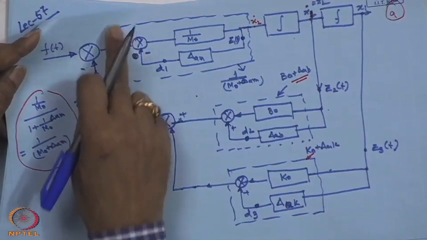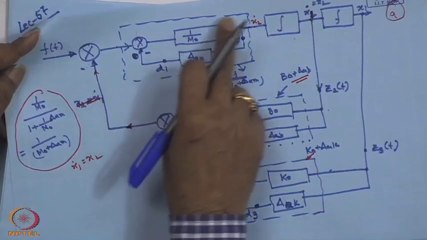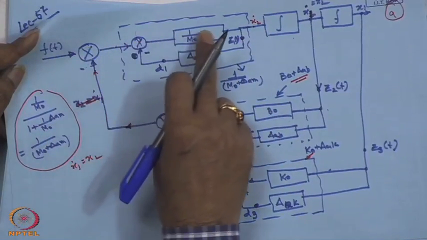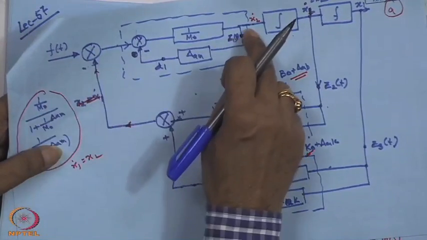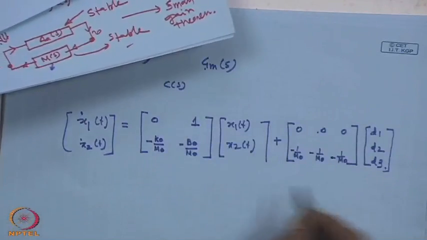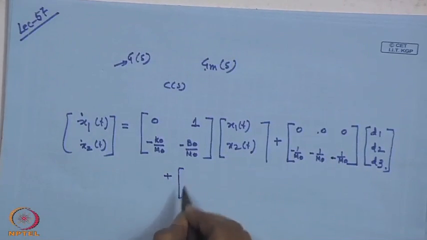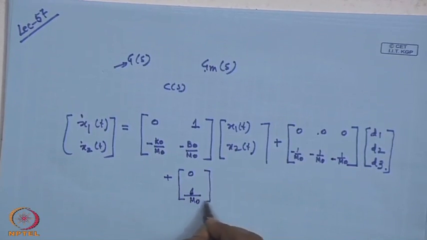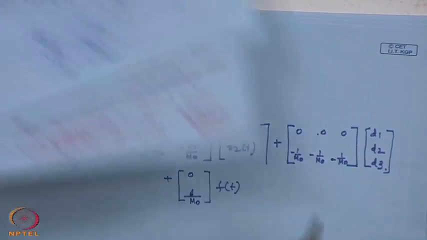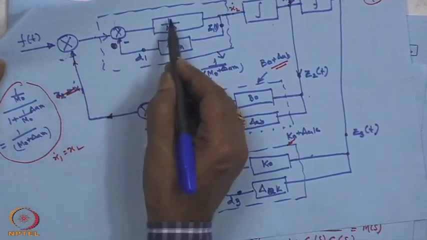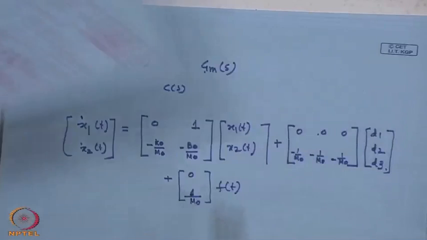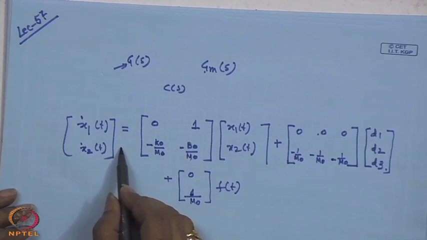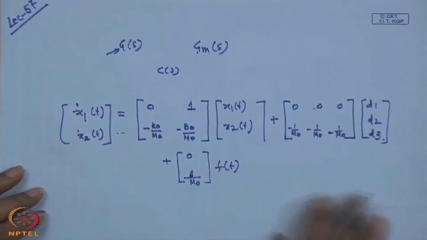F is going and this is multiplied by F0. You see, F is going multiplied by 1 by M0. So, this term is coming where? It is associated with the X2 dot. So, it will come plus 0, 1 by M0 into f of t. See this one, f of t multiplied by 1 by M0, and that signal is coming here. So, X2 dot, that is the second row, is a combination of all these signals.